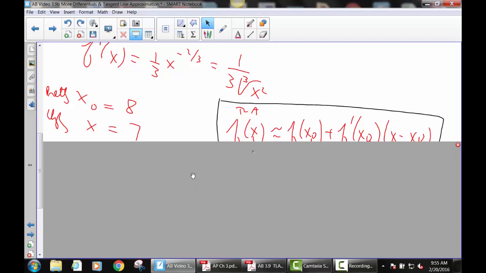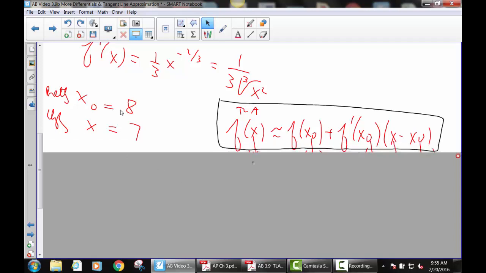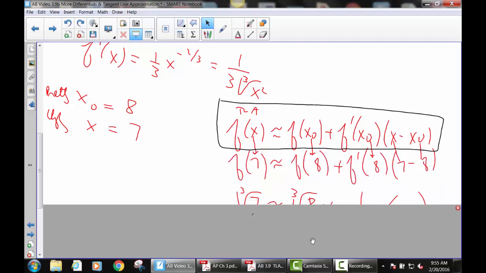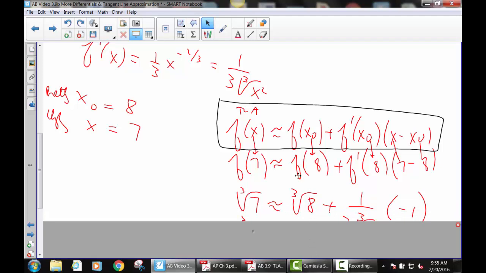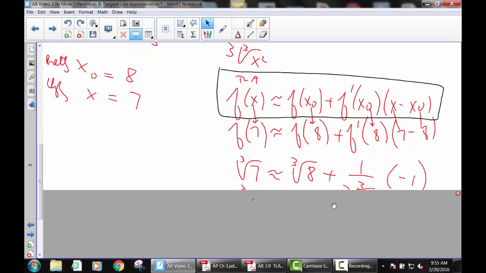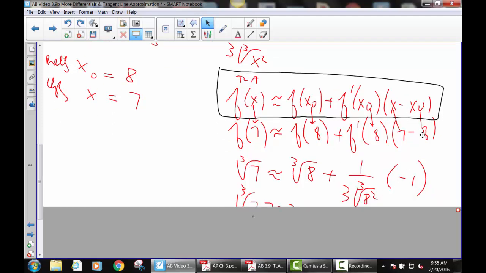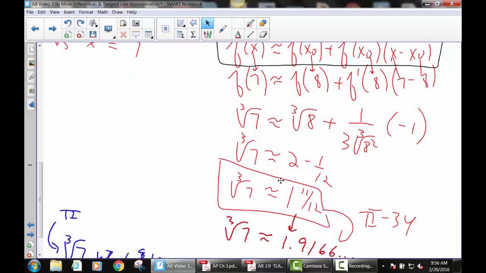We now set up our formula, right? Our x0 is the pretty number 8, and x is the ugly number they've given us, which is 7. We replace all the x's by 7, the x0's by 8. F of x, remember, was the cubed root of x, so f of 8 is the cubed root of 8, which is 2. F prime of 8, we're going to use the formula for f prime of x and replace the x by 8. And then this becomes 7 minus 8, which is negative 1, and the rest is simplification. Okay? So you get an approximate answer of 1 and 11/12.